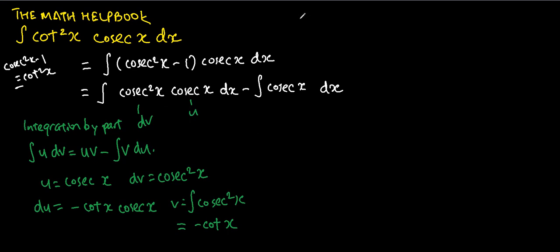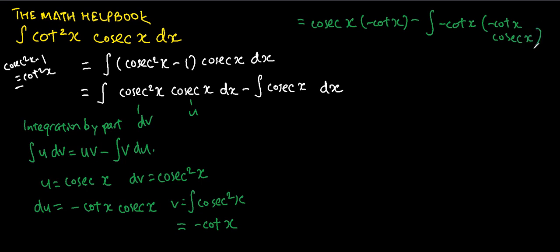equivalent to, let's just write this down here. So this will be equal to u v, where u will be my cosecant x and my v will be my negative cotangent x, minus away the integration of v, which is negative cotangent x, du is my negative cotangent x cosecant x. Alright, it's a bit long, and then we will just remember this integration by parts for this part itself.